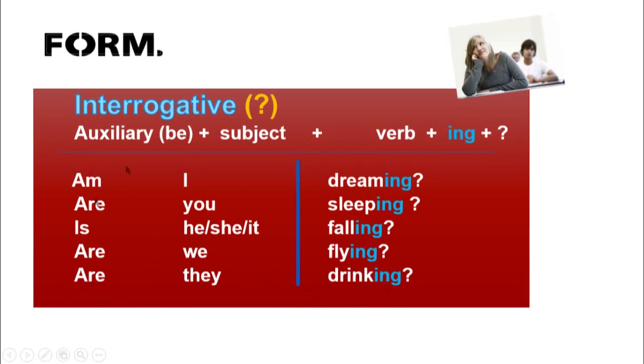So here, as you see from these examples, I'm starting with the helping verb: am, is, are, then the subject, then the thing. This is how to make yes-no questions. Am I dreaming? So I can answer, yes, I am, or no, I'm not. Are you sleeping? Yes, I am, or no, I'm not.